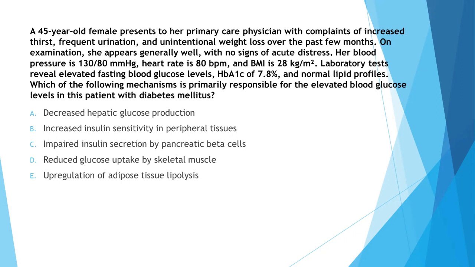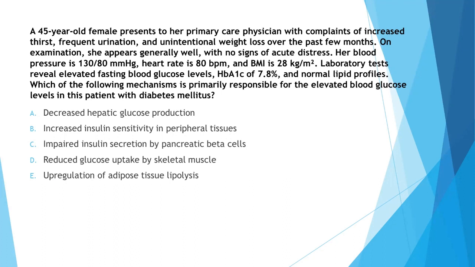Which of the following mechanisms is primarily responsible for the elevated blood glucose levels in this patient with diabetes mellitus? Now, the patient has all the typical features of diabetes mellitus. She has HbA1c of more than 6.5%. She has increased thirst, polyuria, and polydipsia. The person also has weight loss, and our lab results also show increased fasting blood glucose levels, which are all typical features of diabetes mellitus.